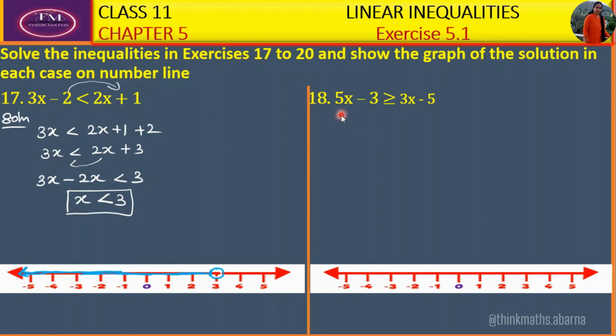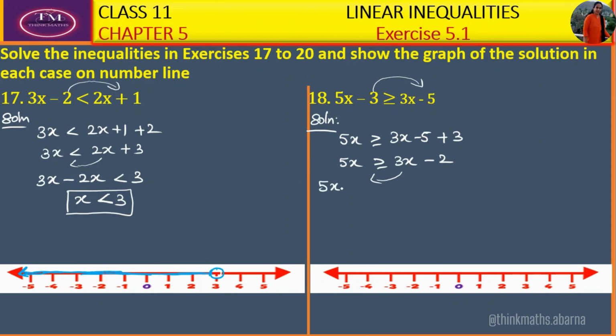Next one. It is 5x minus 3 greater than or equal to 3x minus 5. Now what will we do? The first step is moving the constant to the right side. So 5x greater than or equal to 3x minus 5. This constant minus 3 will become plus 3. So 5x greater than or equal to 3x minus 5 plus 3 is minus 2. So now move this 3x to the left side.